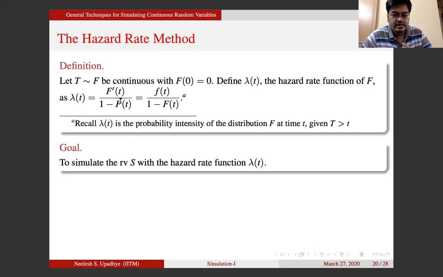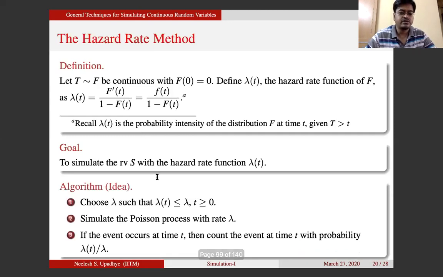So the basic idea is, just now I have seen how to simulate a Poisson process. So can I use my knowledge of a Poisson process and simulate this particular random variable? Let us try to figure out. Let me give you a brief idea of a possible algorithm. Suppose I choose some lambda such that this hazard rate function is bounded above by lambda, lambda(t) less than or equal to lambda, for all t greater than or equal to 0. If I can do this, then I know how to simulate a Poisson process with rate lambda.